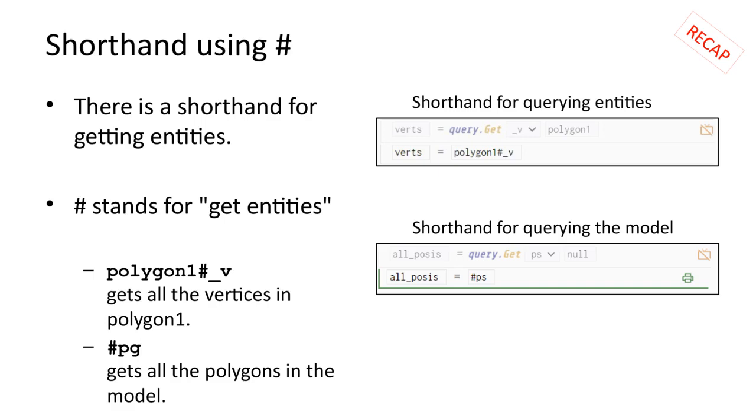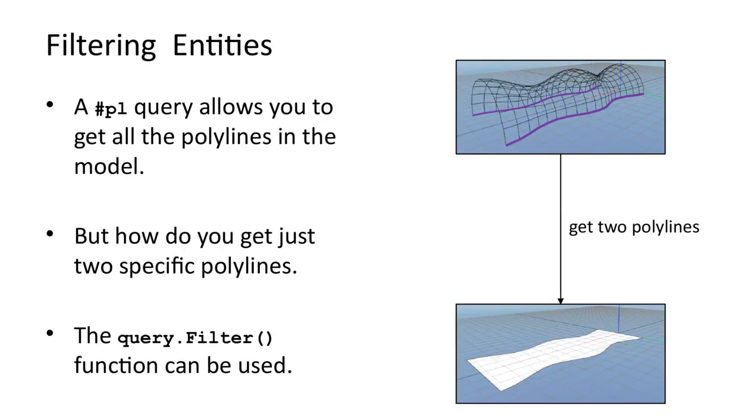Now that we have completed this short recap, let's move on to filtering. Now let's look at how we can use attributes to filter geometric entities. Here is the example from the previous video. We need to get the two polylines for the floor. To do this, we can use the query.Filter function.